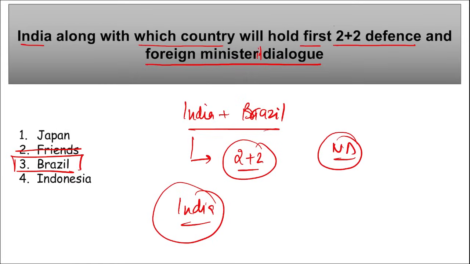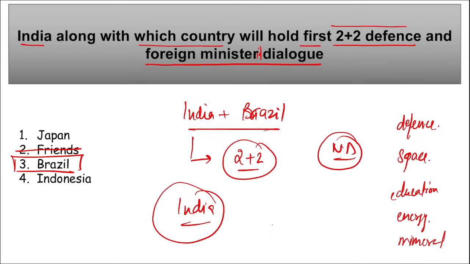And for this 2+2 defense and foreign ministerial dialogue, both the countries discussed various subjects that include defense, space, education, energy, right, minerals, technology adoption and research and development in that area, and so on.